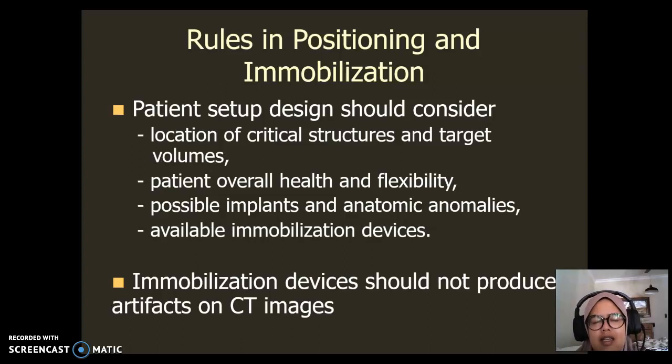Another thing that we need to consider is the availability of the immobilization device, because in some centers they might not be equipped with all the immobilization devices, so you need to be creative in that sense. Okay. And when you are using the immobilization device, most of the prefabricated immobilization devices will not produce artifact on CT image. But if you need to create a new immobilization device, then you need to make sure that it doesn't produce any artifact on the CT image.